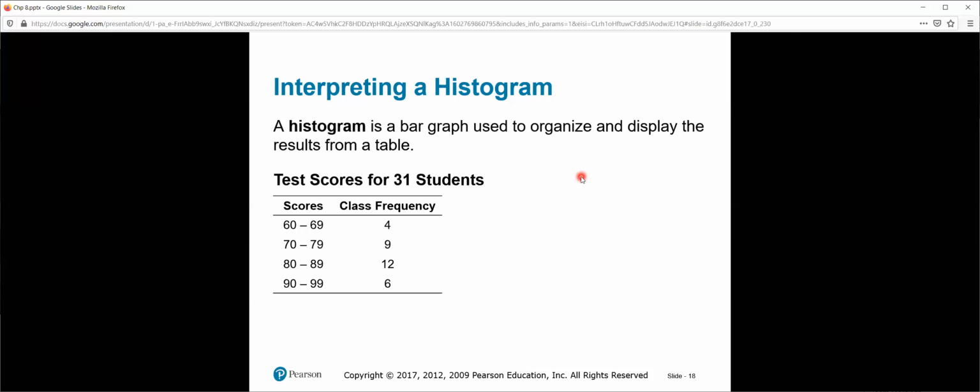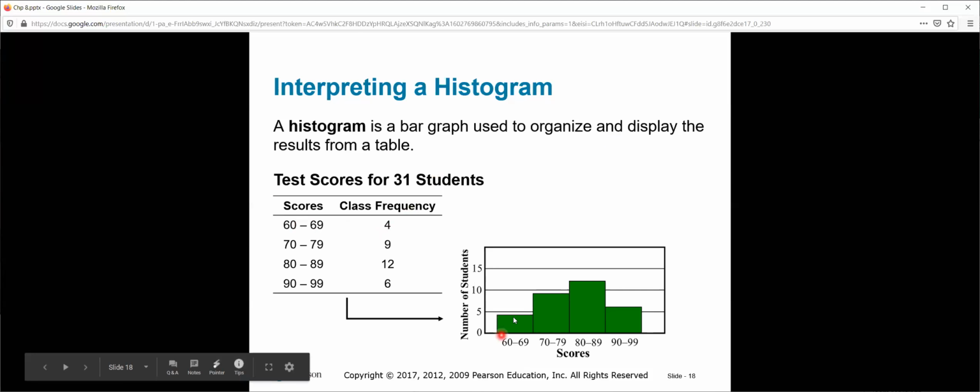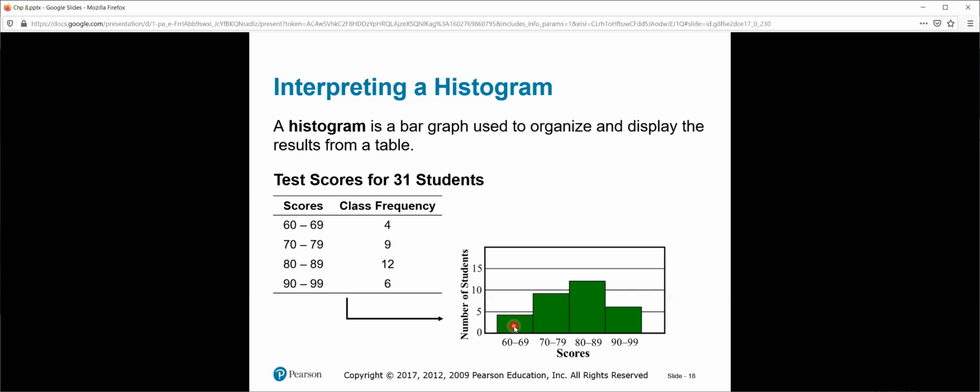Histograms are unique in that they do not actually plot data, they plot frequency of data. As it says here, they're used to organize and display results from a table. You have here the test scores for 31 students. 4 of those students score between a 60 and 69. So what we're going to do is we're going to say 60 to 69 is our new data point, and there are 4 people that fit in that. I think the term usually, you hear sometimes, box, or man, I'm forgetting the word off the top of my head.